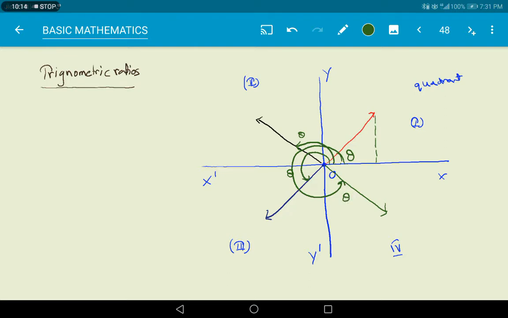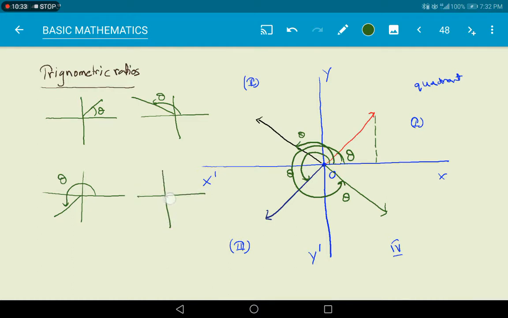If we draw somewhat clearly, we can draw a figure like this. So this is theta in the first quadrant, in the second quadrant, in the third quadrant, in the fourth quadrant. Okay, let us take some ratios here. Suppose this is O, M, N.